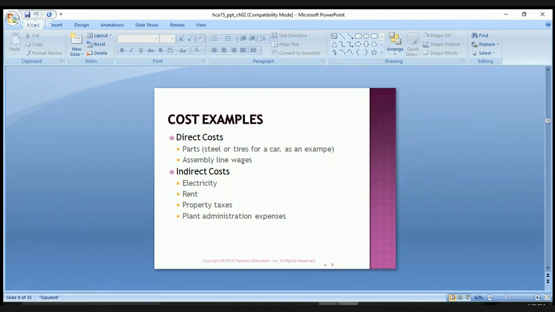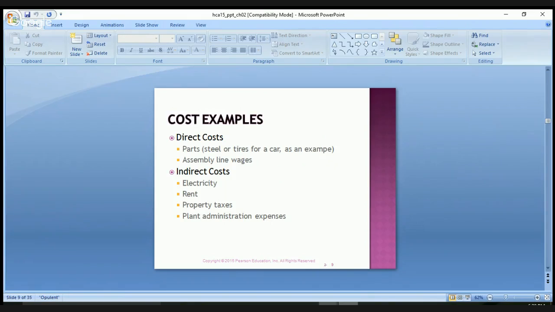All right. So some examples in our BMW costs for direct costs. Of course, it's going to be the parts, the steel or tires for the car, the steering wheel, it could be the engine, it could be the seats, anything that is tied directly to that vehicle is a direct cost.